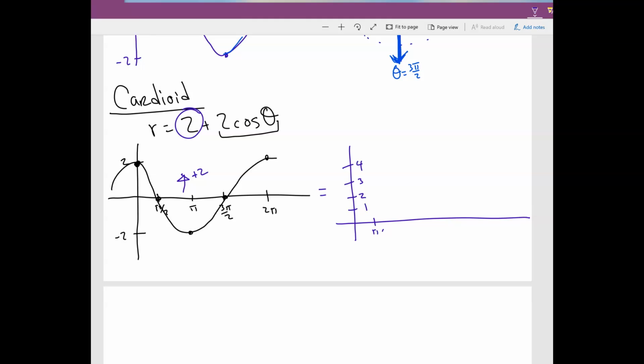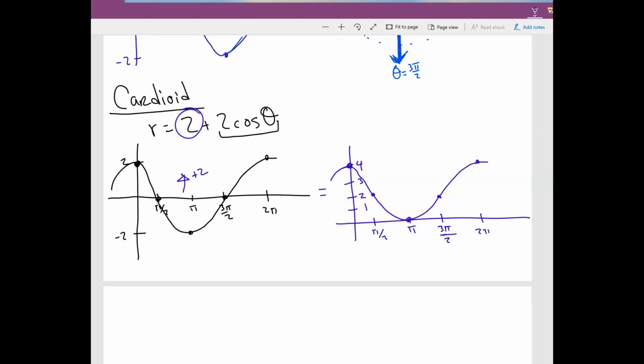This stays the same, pi over 2, pi, 3 pi over 2, and then 2 pi. And then let's go ahead and graph. So this is now going to be at 4. Lift this up, this is going to be at 2. Lift that up, that's going to be at 0, then 2, and then 4. Okay, so I'm going to have this curve that kind of looks like this. All right? So I just shifted the whole cosine curve up 2 units.